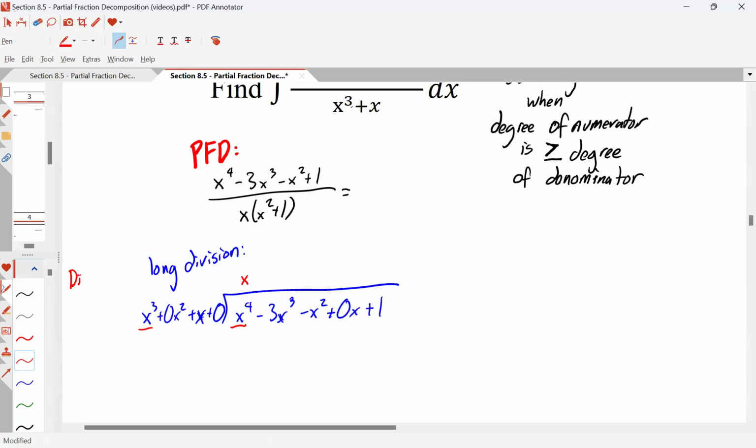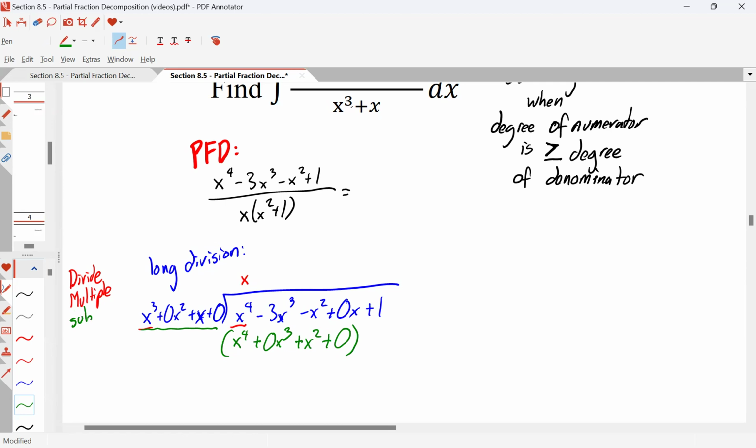Then we're going to multiply. So take this x and multiply it by everything out here. So x times x cubed is x to the fourth. X times 0x squared is 0x cubed. X times x is x squared. And x times 0 is 0.